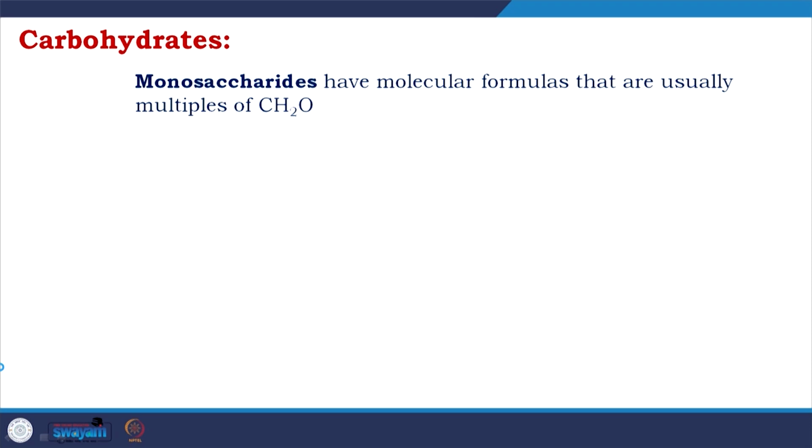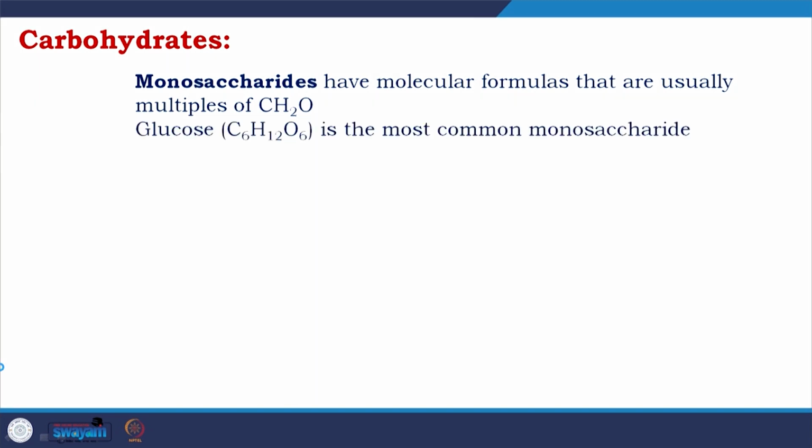Monosaccharides have molecular formulas that are usually multiples of CH2O, carbon and water. Glucose, C6H12O6, that means (CH2O)6, is the most common monosaccharide.